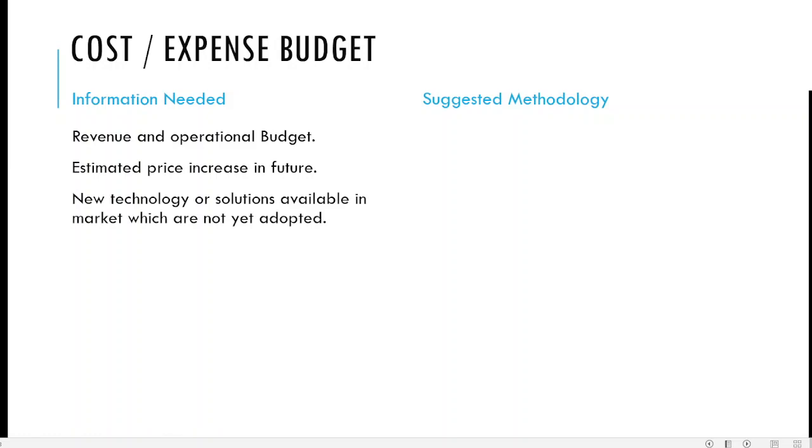Then we also need to understand, is there any new technology or solution available in the market which is not yet adopted by us, right? For example, in hotels, we have a lot of technologies available to us in terms of, let's say, acoustics, and in terms of software, which we have not implemented yet. But if we implement, we will have a cost, right?